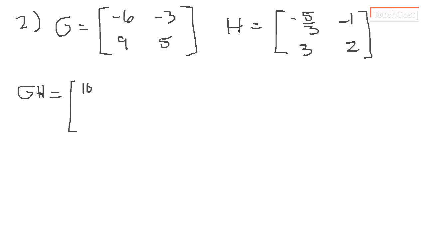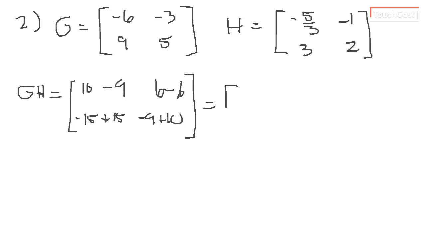And then if we go -3 times 3, we get -9. -6 times 3, -6 times -1 is 6, minus -3 times 2 is -6. And then in our next row, we're going to have -15 plus 15 and -9 plus 10.